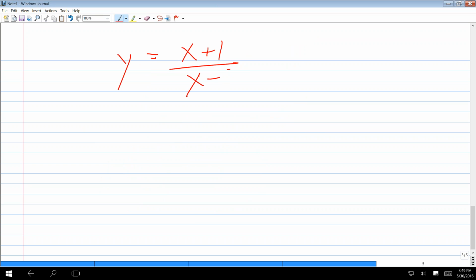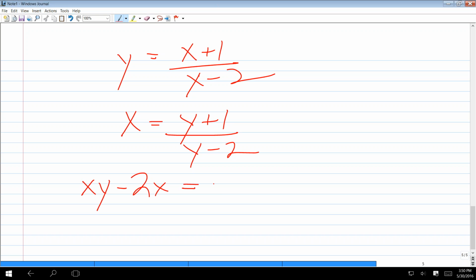Find the inverse of this. Okay, so x equals y plus 1 over y minus 2. Now solve for y. That's the tough part. Times both sides by y minus 2. Okay, read the next line to me. So that would be xy minus 2x equals y plus 1. Okay, now what?